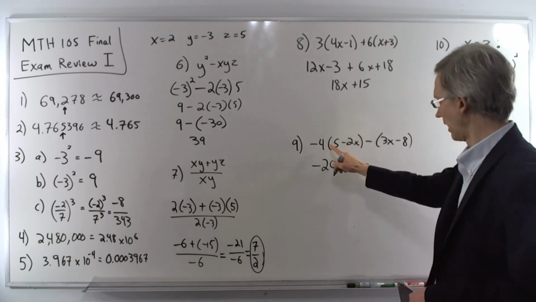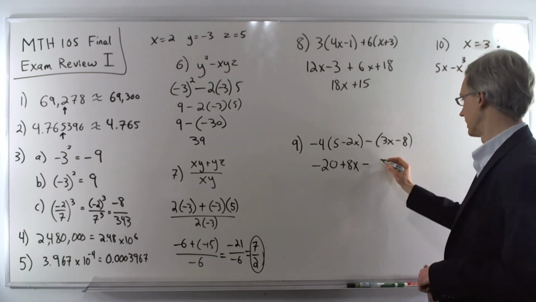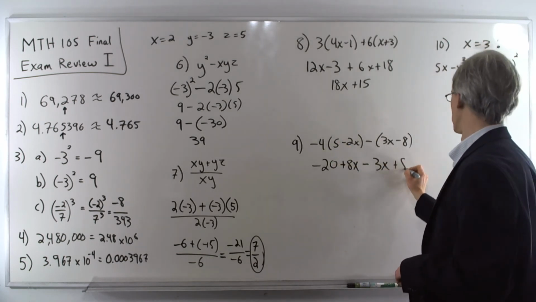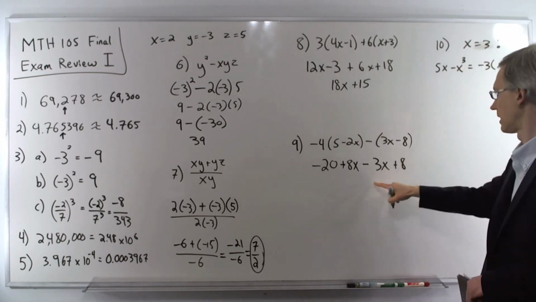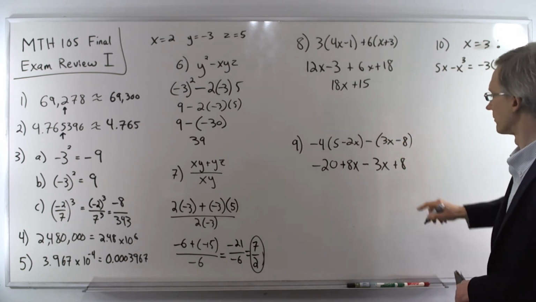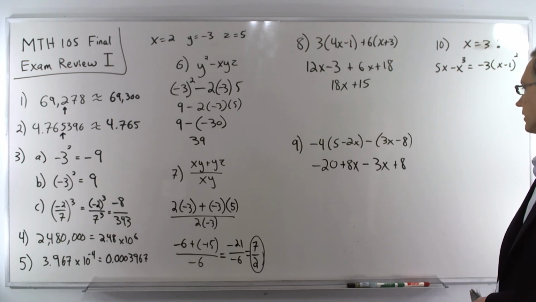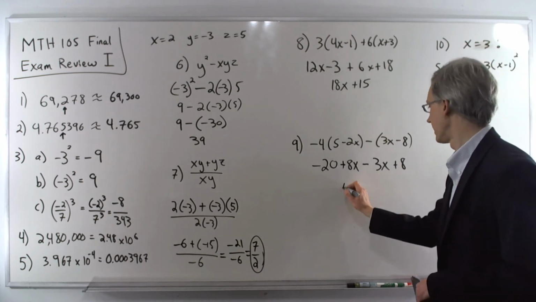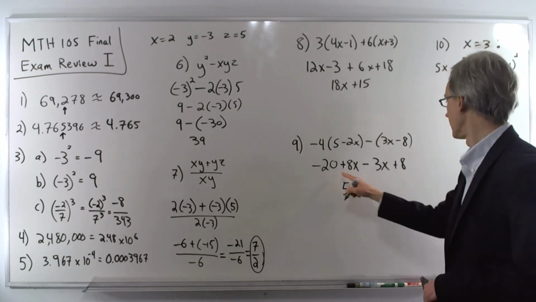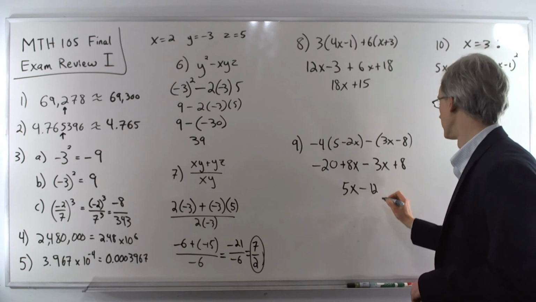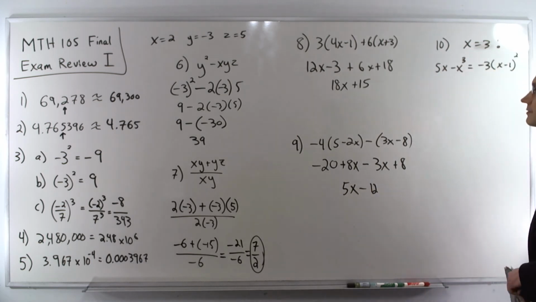Make sure you do that with every term inside the parentheses. Change those signs. Minus 3x plus 8. Same deal over here. Negative to positive, or positive to negative, negative to positive. All right, now we'll combine like terms. 8x minus 3x is 5x. And negative 20 plus 8 is negative 12. So 5x minus 12.